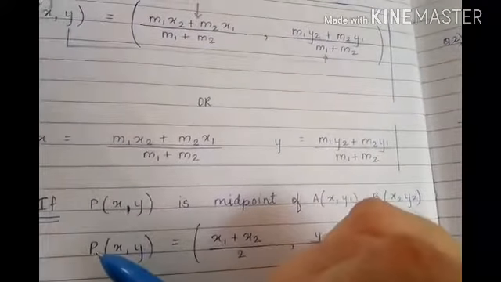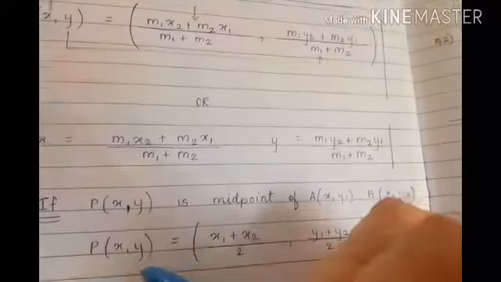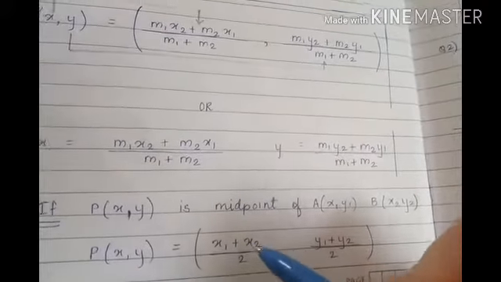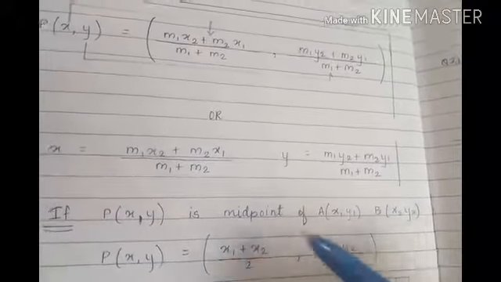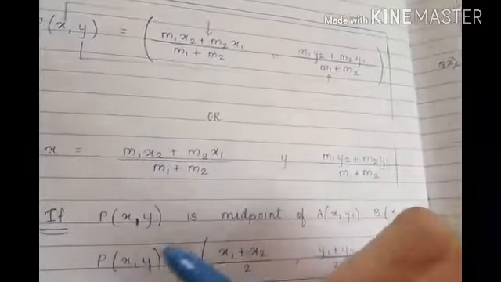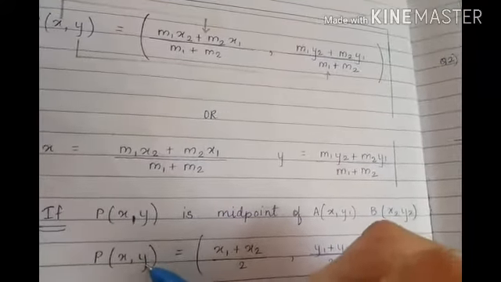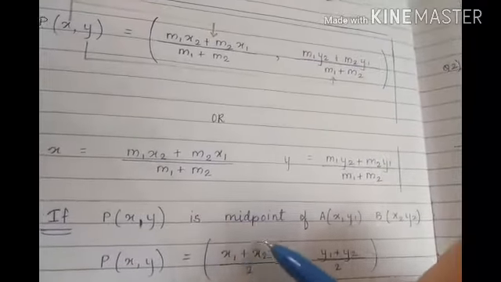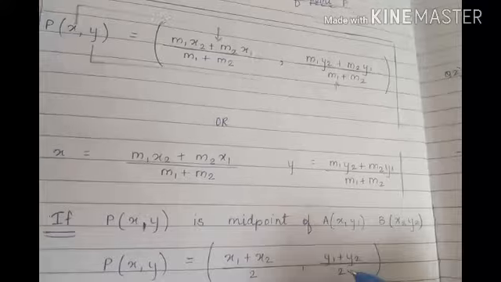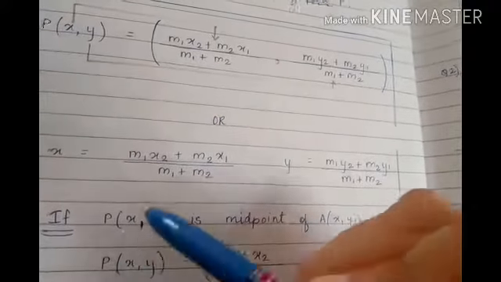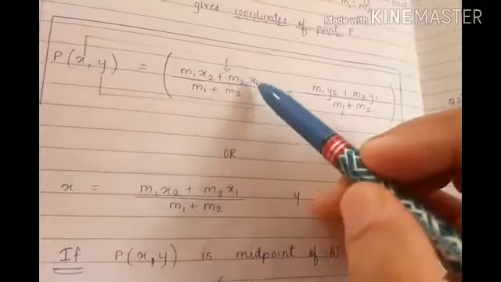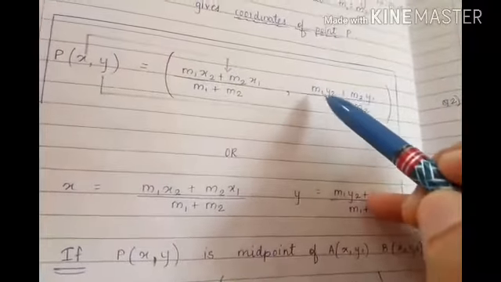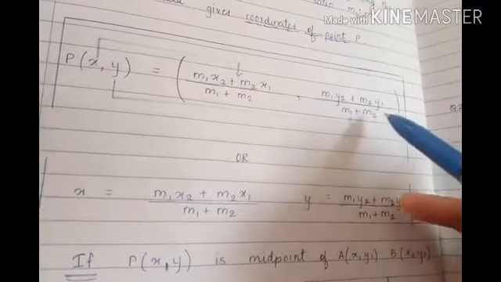So the x coordinate of this point P, when P is the midpoint of AB, is given by x1 plus x2 upon 2, and similarly the y coordinate is given by y1 plus y2 upon 2. So if you are given that P is the midpoint of AB, and you are asked to find the x and y coordinates, you use this formula directly: x1 plus x2 upon 2, comma y1 plus y2 upon 2. If you are not given that P is the midpoint of AB, or if you don't know it, then you have to use the section formula, which is m1 x2 plus m2 x1 upon m1 plus m2, comma m1 y2 plus m2 y1 upon m1 plus m2.